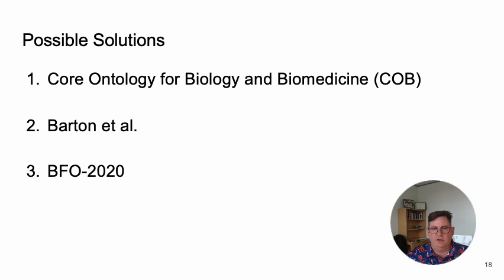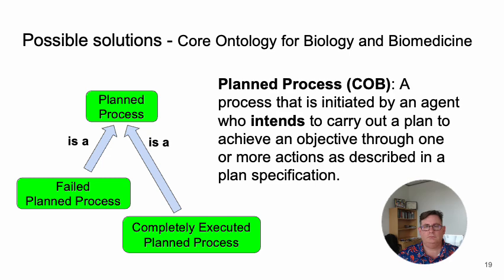The issues that failed or incomplete plans raised for the RC account have not gone unnoticed by other ontologists. Let's consider some other possible solutions. First is the Core Ontology for Biology and Biomedicine. Cobb redefines plan process by adding the caveat that a plan process is the result of an agent's intention to carry out a plan, rather than realizing a concretization of a plan specification.